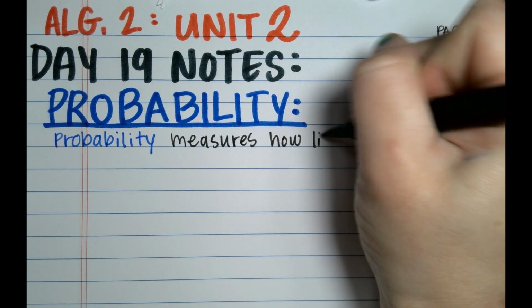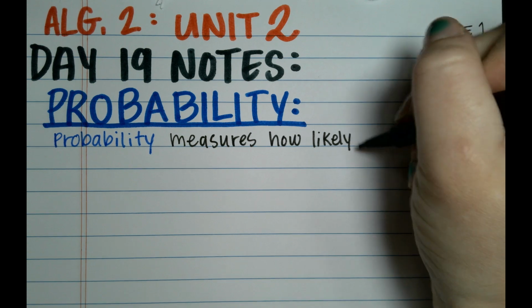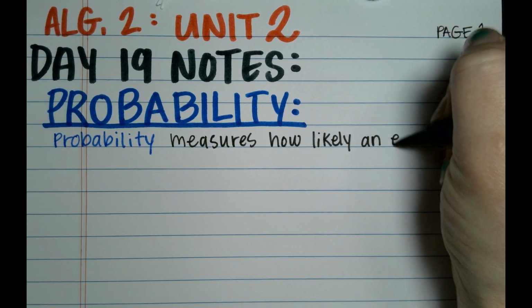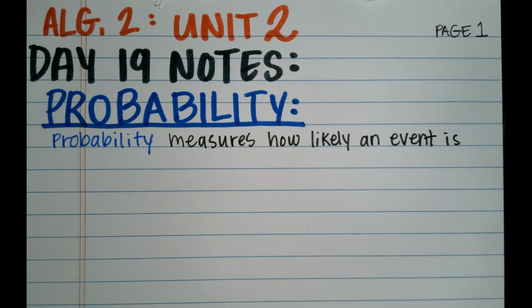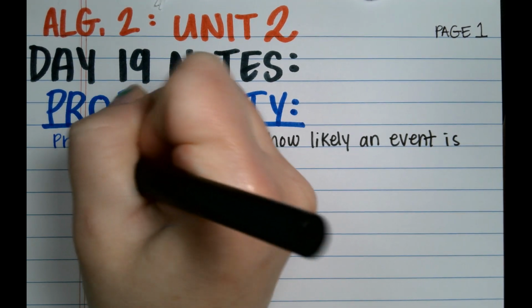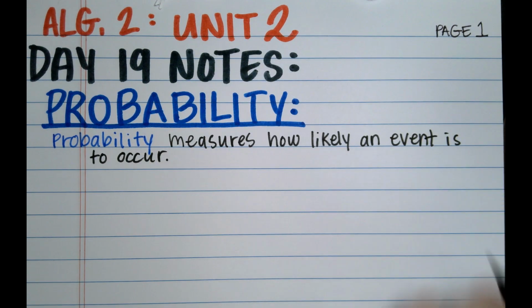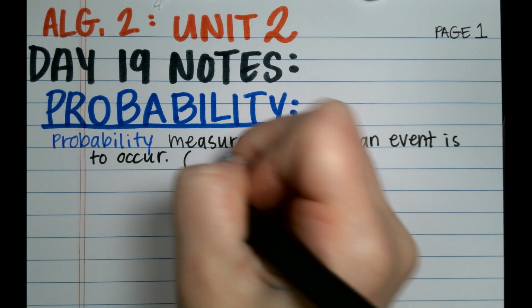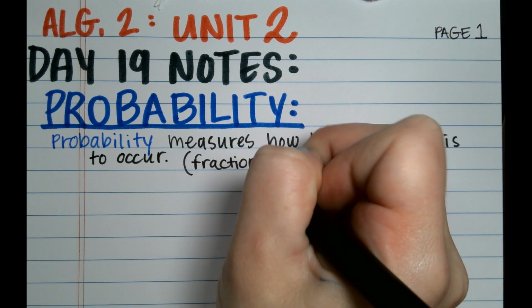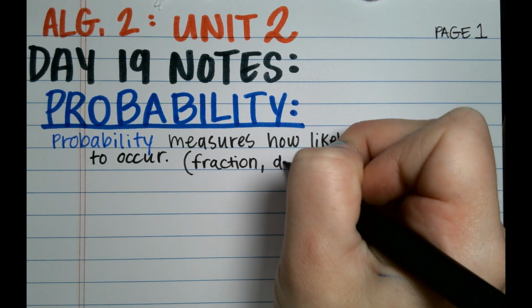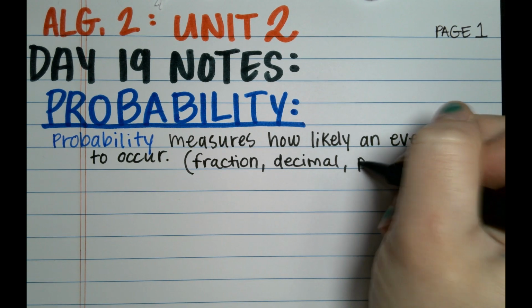How likely an event is to occur. And again, we write that as a fraction or a decimal or a percentage.